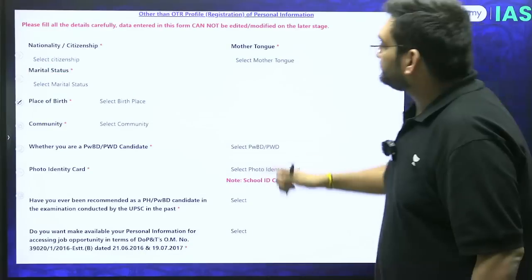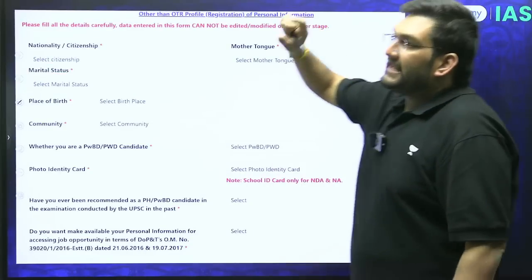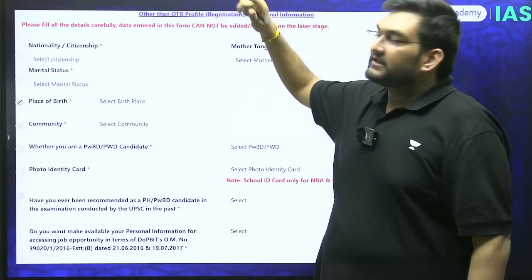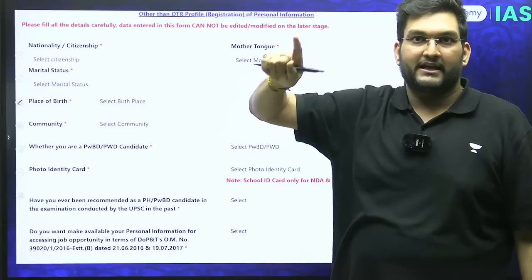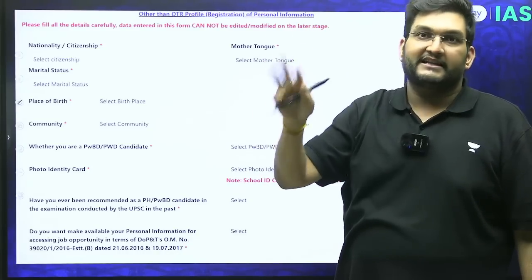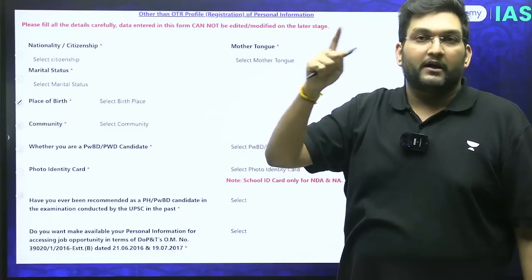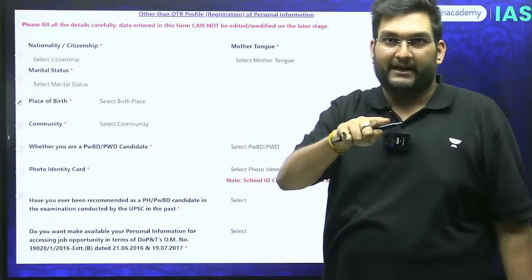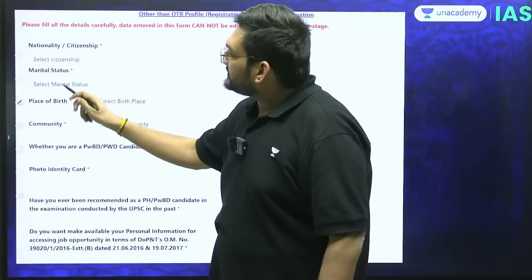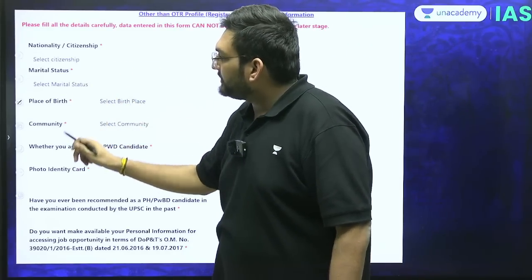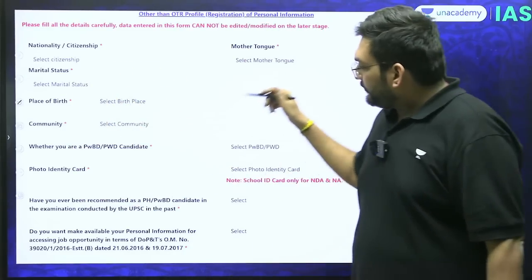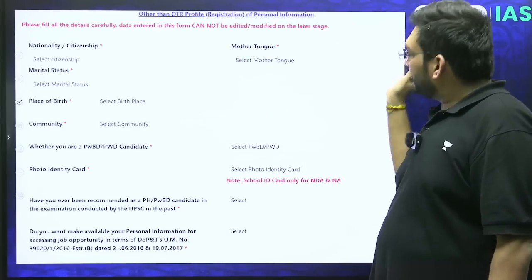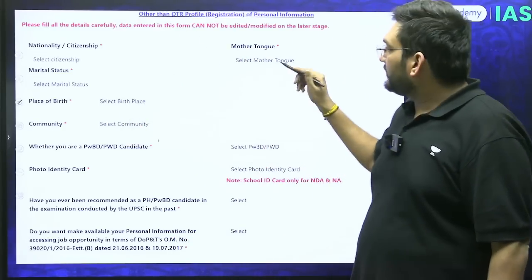And therefore, if you had already filled up the OTR, above this you will have basic OTR information: name, father's name, your gender, thereafter the date of birth, mobile number and email ID. But now they also want citizenship, marital status, place of birth, community. Basically, what used to be asked in the application form is now being asked here, along with mother tongue.